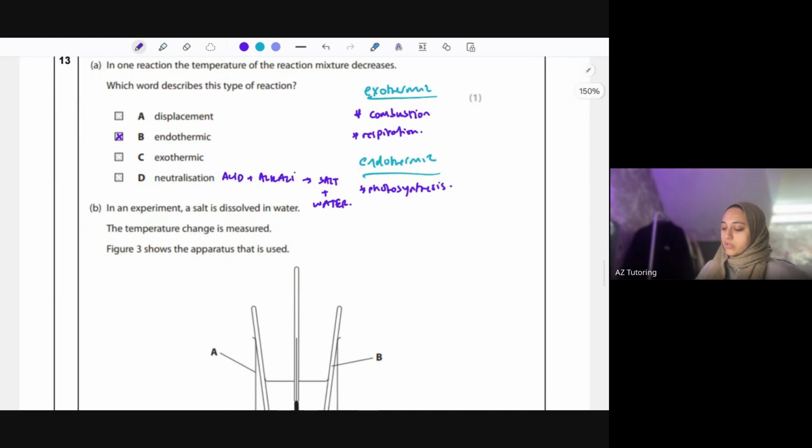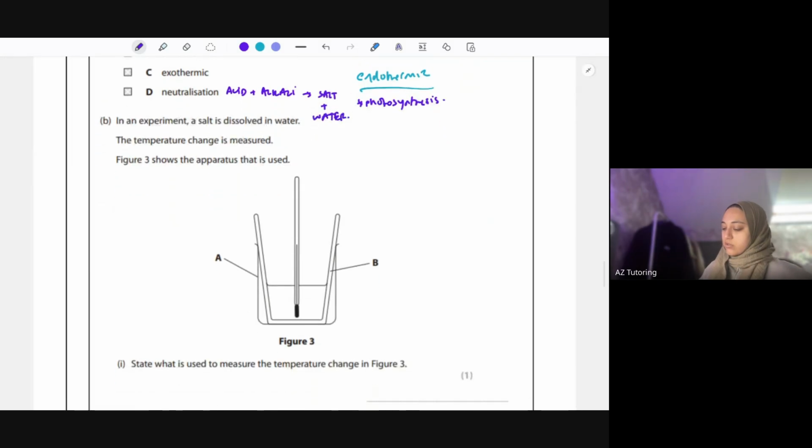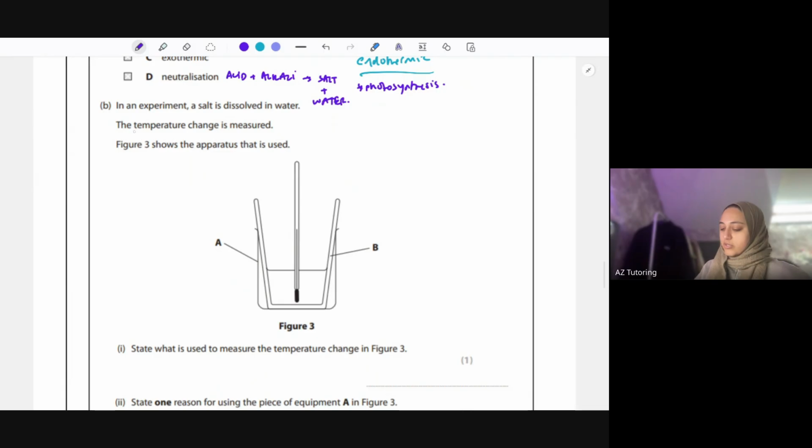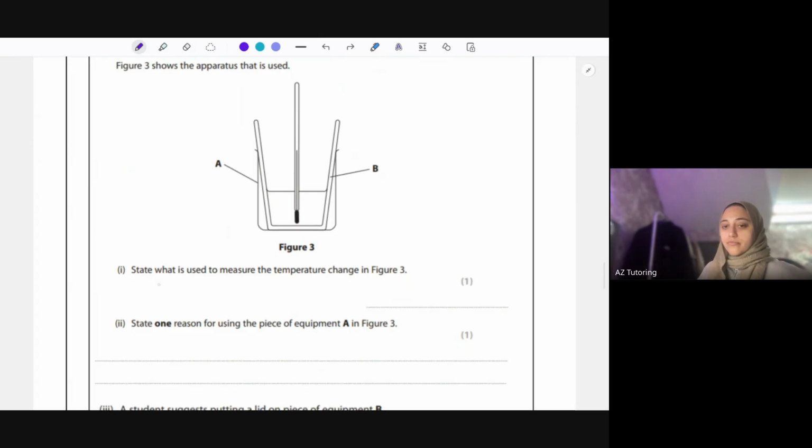Okay. So in an experiment, salt is dissolved in water. Okay, so the temperature change is measured. So I can see there's a polystyrene, I'm guessing it's a polystyrene cup. Whenever we're using temperature changes, that's what tends to happen. But it's also held within a beaker. Figure 3 shows the apparatus that was used, and it's got a thermometer as well. State what is used to measure the temperature change. Well, it's just the thermometer. So it's just a thermometer that's measuring the temperature change.